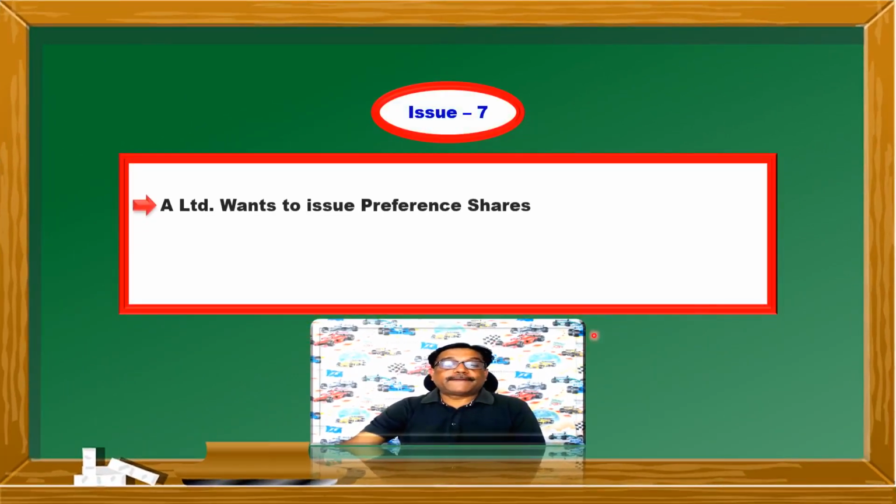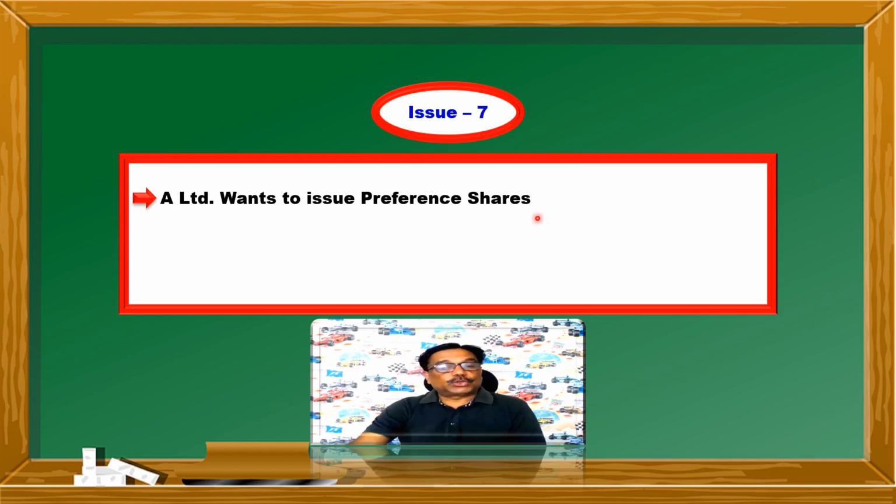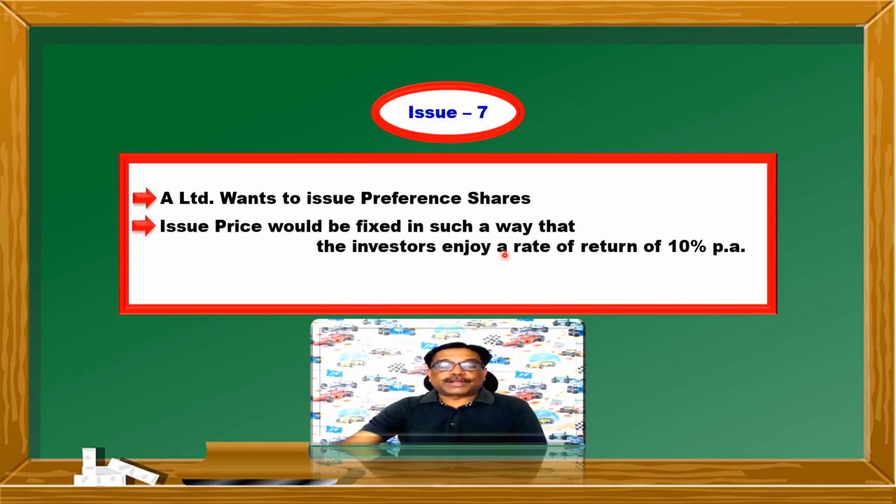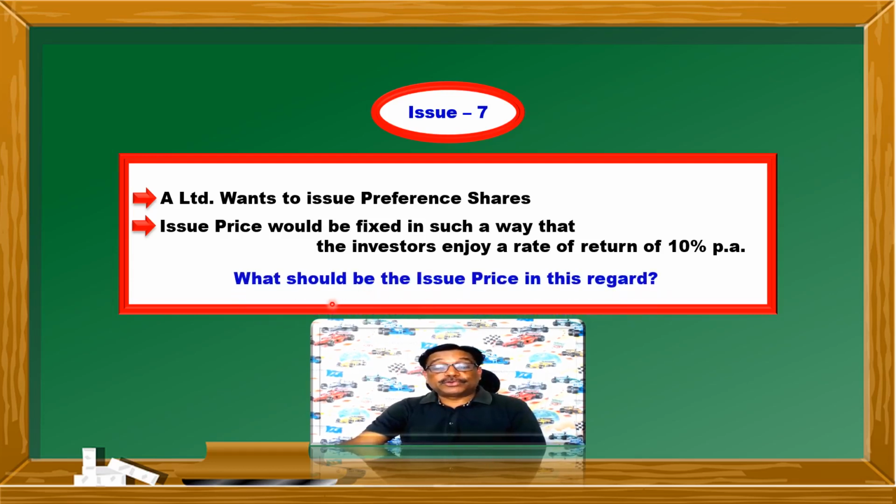Issue number 7. A Limited wants to issue preference shares. The issue price would be fixed in such a way that the investor enjoys a rate of return of 10% per annum. That means we would learn how to fix the issue price to fulfill a particular objective in our SFM subject.